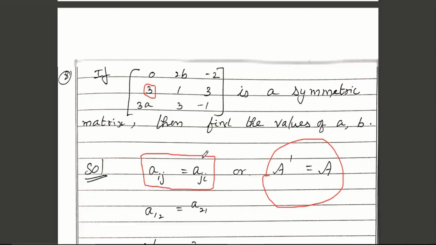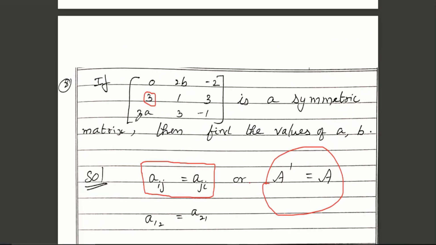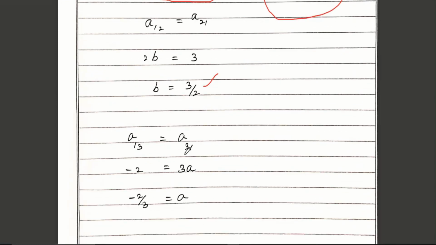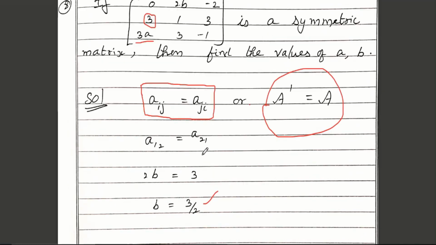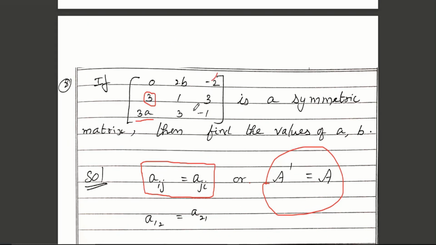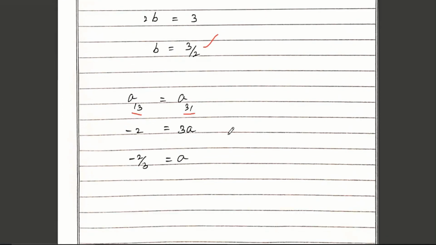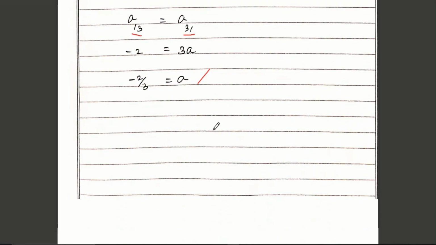Similarly இங்க A எந்த பிளேஸ்ல இருக்குன்னு பாத்தீங்கன்னா? தேர்ட் ரோ ஃபர்ஸ்ட் காலம்ல இருக்கு. ஸோ A31 தேர்ட் ரோ ஃபர்ஸ்ட் காலம். அப்ப இதை இன்டர்சேஞ்ச் பண்ணி எழுதணும். ஃபர்ஸ்ட் ரோ தேர்ட் காலம். வாட் இஸ் ஃபர்ஸ்ட் ரோ தேர்ட் காலம் எலிமெண்ட்? -2. So -2 equal to 3A. So A equal to -2 by 3. Find the values of A and B என்றதான் இங்க கேள்வி. அதனால I have found what is the value of A and B, right?